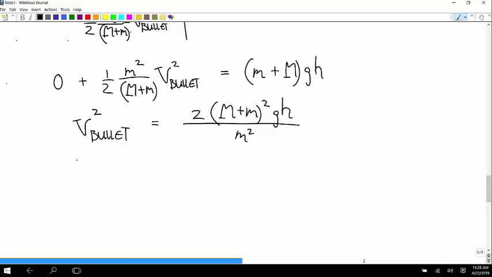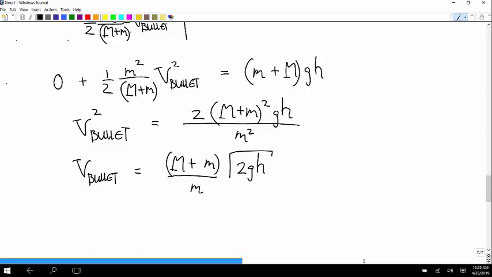And take the square root of that, and the speed, the muzzle velocity of the bullet, is the square root of all this, which is the quantity M plus little m over little m times the square root of 2gh. Any questions about that?